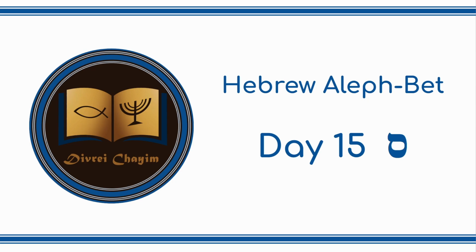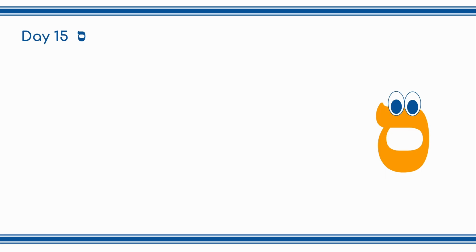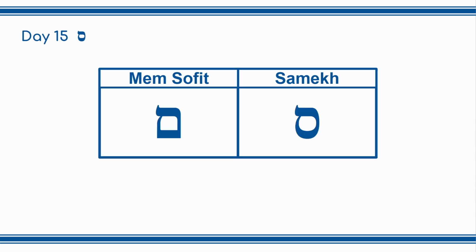And so the letter you will be learning today is the letter Samekh. And Samekh makes the S sound as in sun. So it makes an S sound. Okay? And here's something which you should keep in mind.